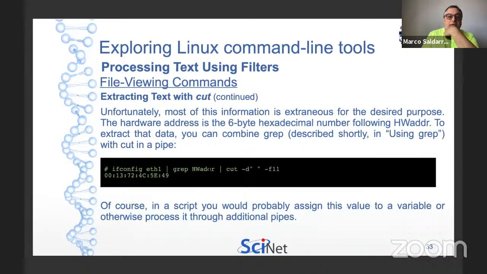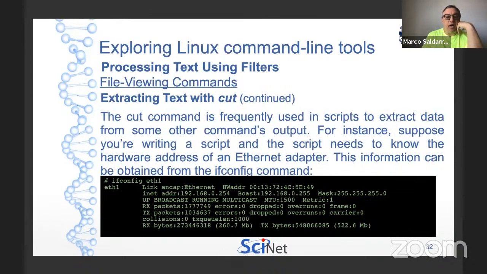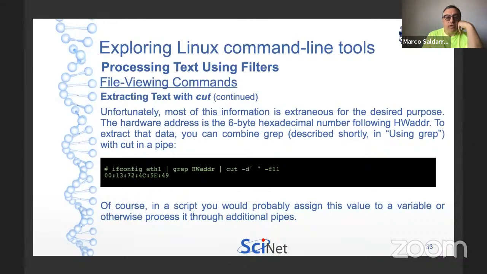So I get this, and now I need to cut it. If I count the spaces here, I can deduce that this is the 11th field. So what I can do is cut -d, the space, and show me only the 11th field. I'm going to get this. So this combination of three commands separated by pipes is going to show me the MAC address, which is the thing that I was looking for. I don't need the other information that was in the initial output. In a script, for example, if you need to know the MAC address for any reason, you can use this combination and put that value in a variable.